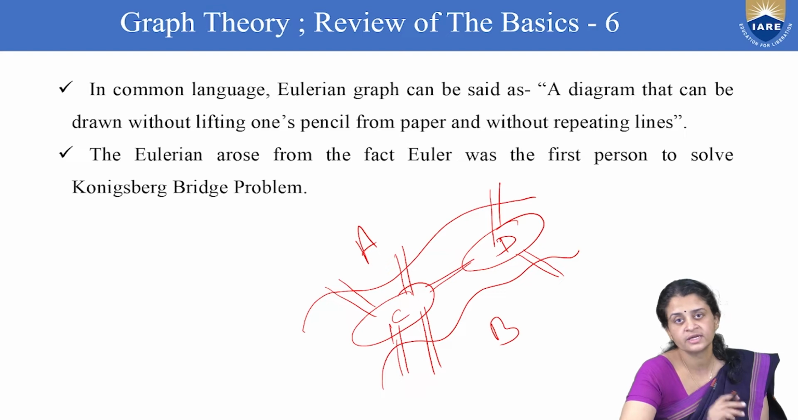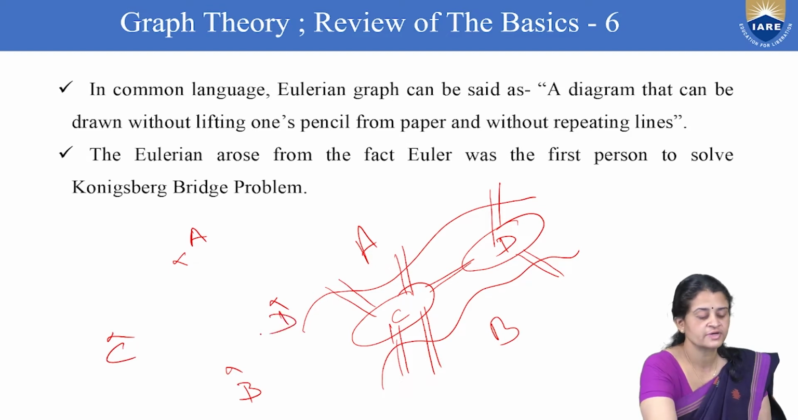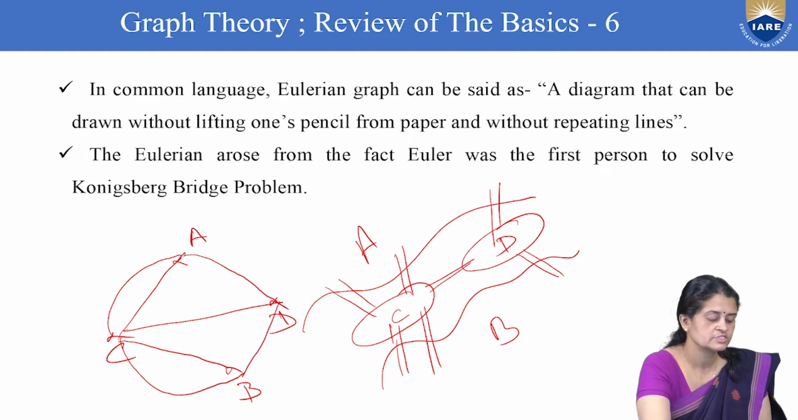It was the first time that a graph has been used to picturize a real life problem, and he represented the real life situation as a graph: these 4 landmasses as 4 vertices, and these 7 bridges as 7 lines like this. C is connected with A 2 times, so he put parallel edges. Here also, C and B.